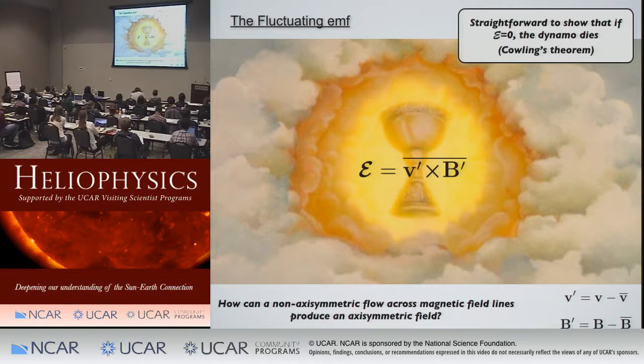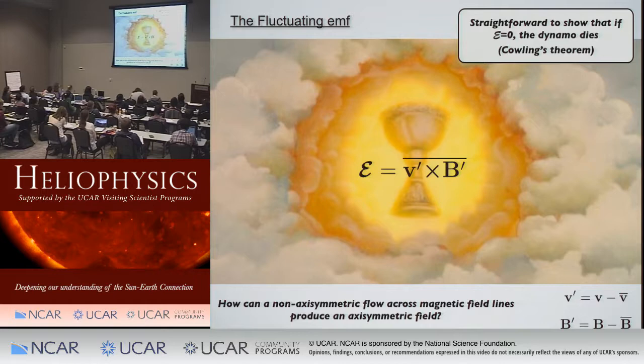In order to produce non-axisymmetric correlations, when averaged over longitude, they have to produce an axisymmetric field. And if you can't do that, if E is zero, then you can show the dynamo will die. That's just a version of Cowling's theorem. If B prime equals zero, then you're not going to get anything. So the whole game is to figure out what this E is.